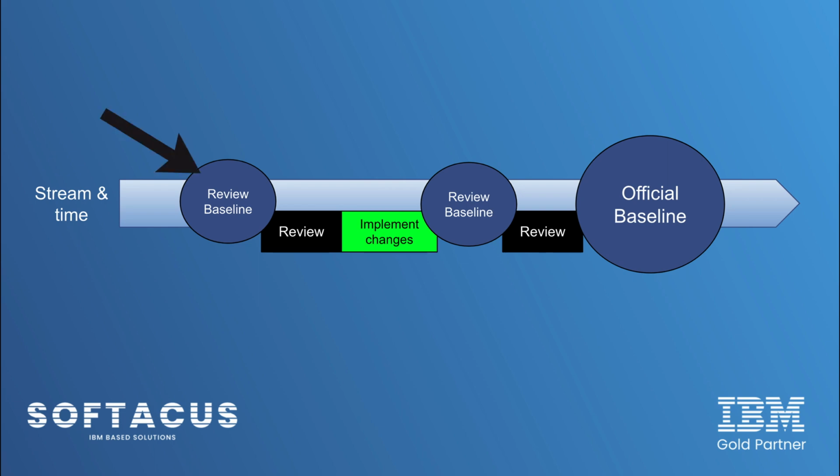So basically a baseline from which you will be creating the review. You are conducting the review and you find some problems. So you will need to jump to the stream and implement changes. Then after the changes are implemented, you need to do another baseline and conduct review on this baseline. So we are conducting the review, everything is fine, excellent. So now you can create the official baseline.